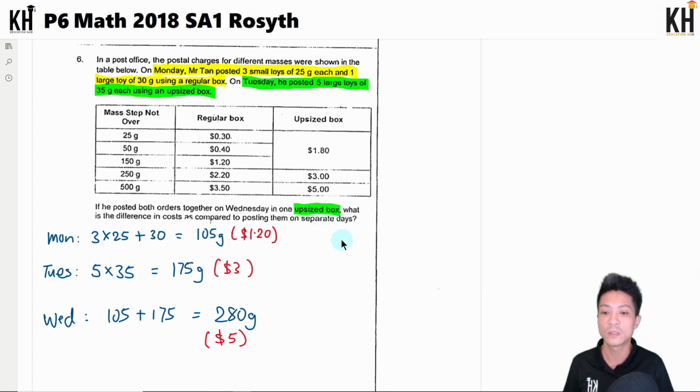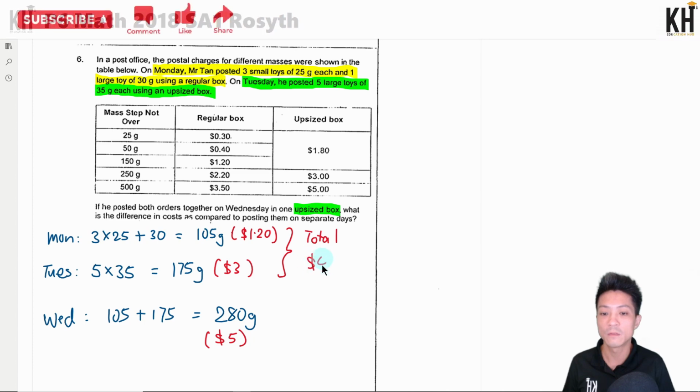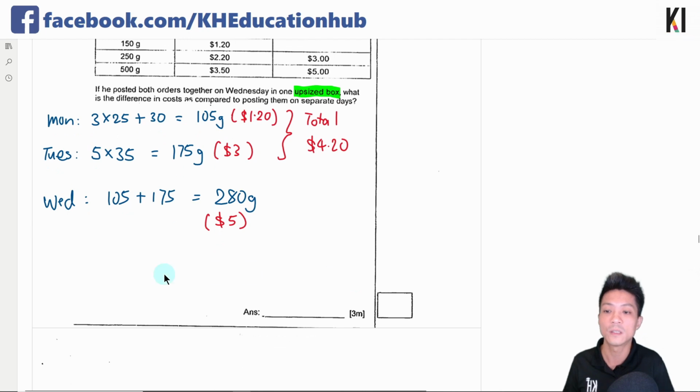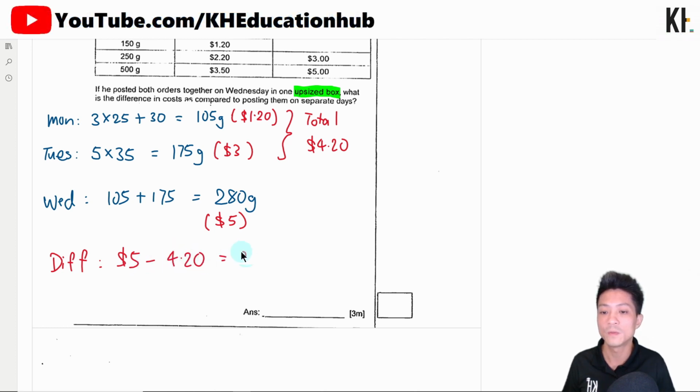What's the difference in cost as compared to posting them on separate days? Over here, the total is $3 plus $1.20, which is $4.20, right? So we can see that the difference is $5 minus $4.20, which is 80 cents.